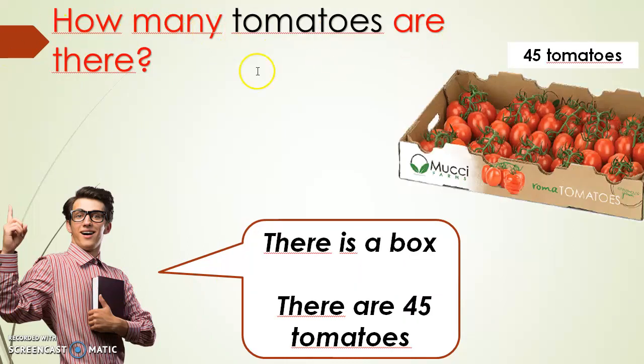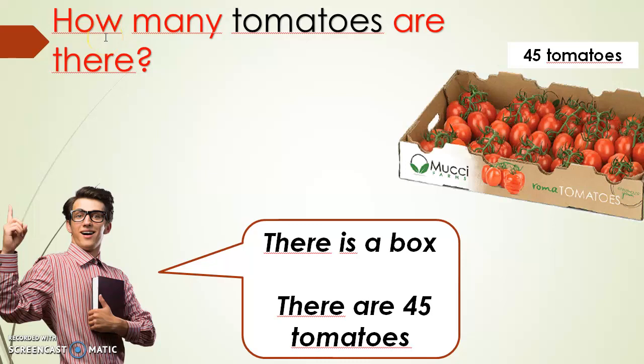How many tomatoes are there? Again, we're asking about the quantity. The quantity of what? About tomatoes. According to the picture we have here, we can have 2 options. We have a box that is full of tomatoes, or we have the specific quantity of tomatoes, 45 tomatoes. So be careful with that. I'm going to explain that later.